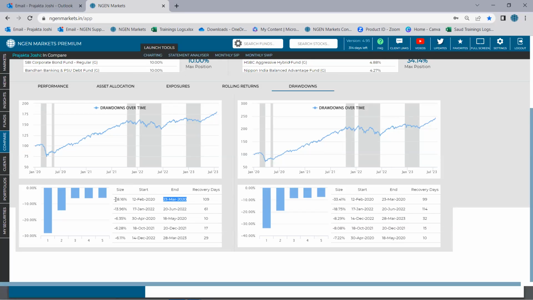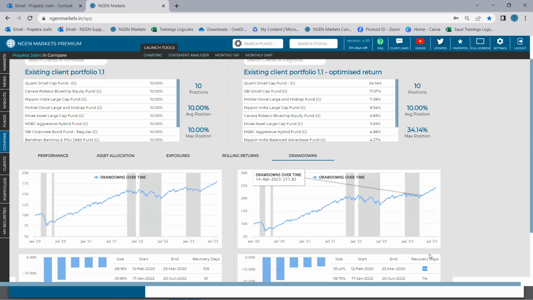This particular portfolio had a drawdown of 28%, which ultimately the portfolio recovered from in 109 working days. Okay, that typically indicates the strength of the portfolio to recover from any particular loss. On the other hand, in this case, this particular optimized portfolio recovered from this worst loss, basically of 33%, within 99 working days. That definitely speaks a little about the strength of this particular portfolio to recover from the losses.